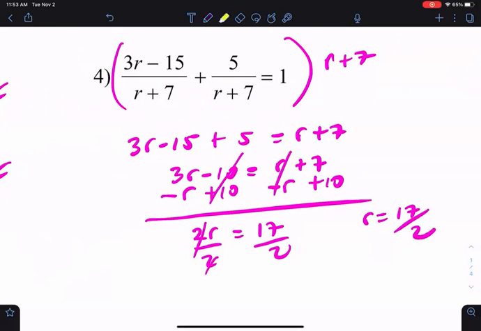Again, the logic was just to find the common denominator. Since these are the same, I already know the LCD, r plus 7. So that means I need to multiply everything by r plus 7. If you think about it, this cancels with that, so that's just the top right here. And then you multiply this outside times this, so that cancels out and you get just 5. And then 1 times anything is the same thing, r plus 7. And then you solve the equation like you normally would. Number 5.